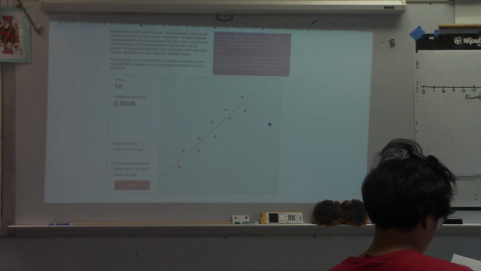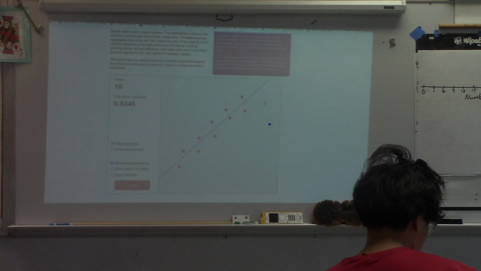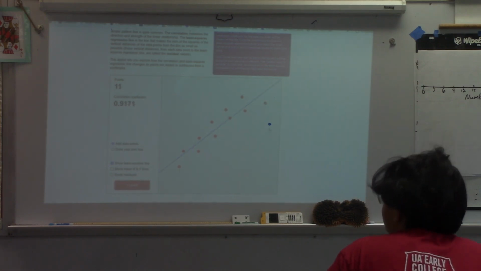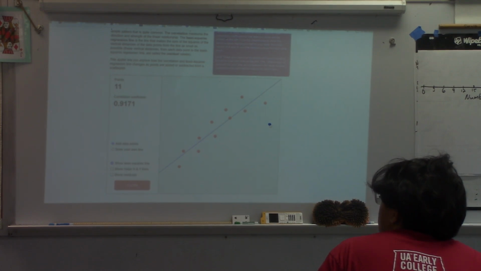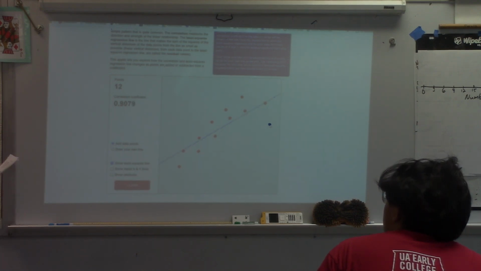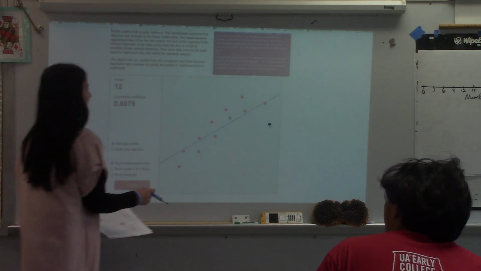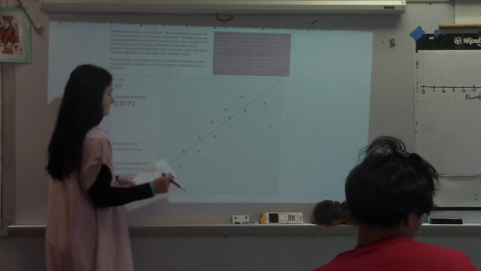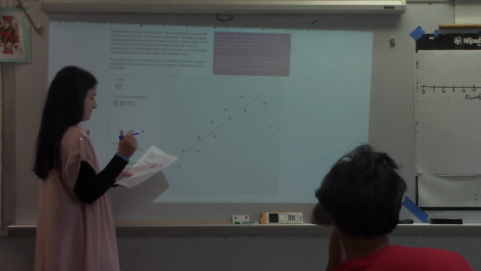What do you guys think is going to happen? So our slope will what? Increase or decrease? Decrease. Our y-intercept will increase or decrease? Increase, and our correlation will decrease. Let's see if you're right. Oh my god, that's crazy. You guys were right. Alright, the next point we're gonna add, we're gonna get rid of that one, and now we're going to add this point.